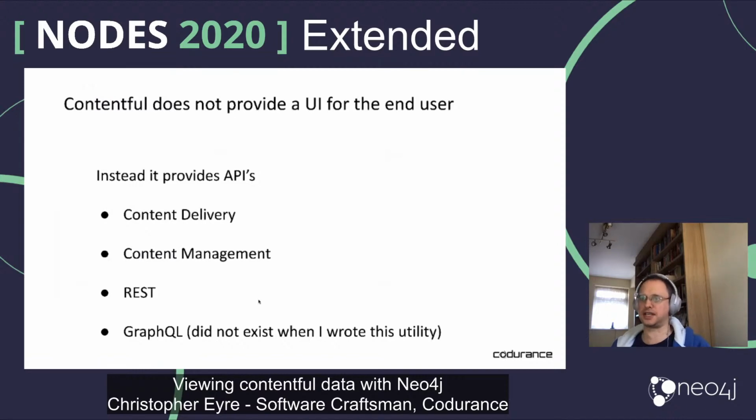There's one for content delivery, which is give me what this content is currently in the content management system. Content management is for when you want to programmatically put data into the content management system, if you didn't want to use the UI, or to define the data structure. These APIs are served either as REST or there's a GraphQL, which now exists, but when I wrote this utility, it didn't exist.